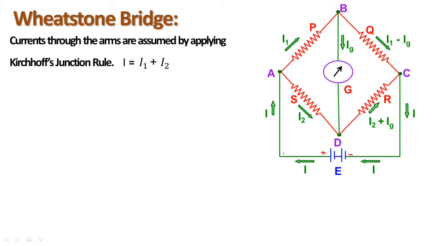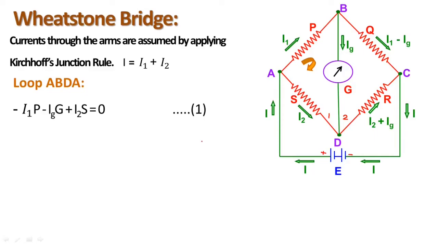In this network, we are observing two closed loops. Let A, B, D, A be the first loop, and B, C, D, B the second loop. Consider loop A, B, D, A. Applying Kirchhoff's voltage law in the clockwise sense, we have the equation for the loop ABDA as minus I1P minus IgG plus I2S is equal to 0.